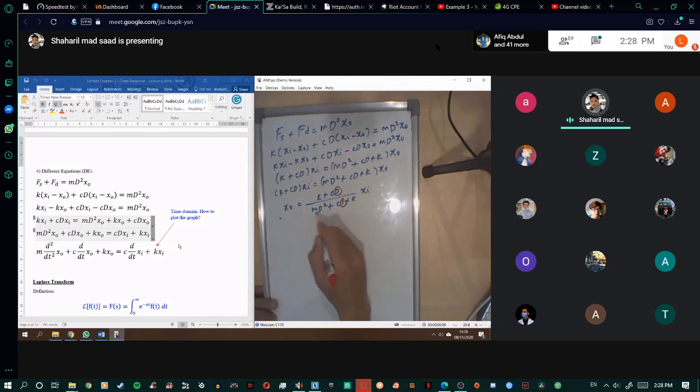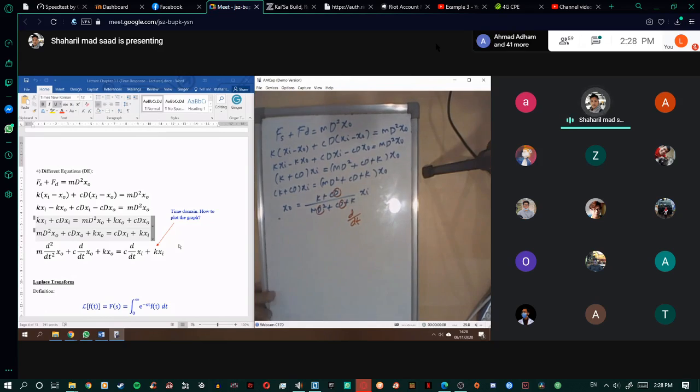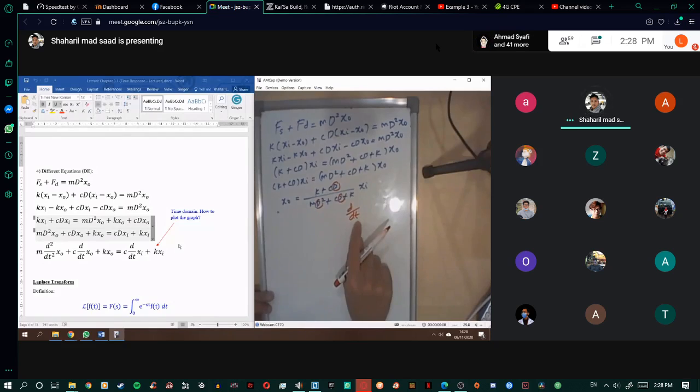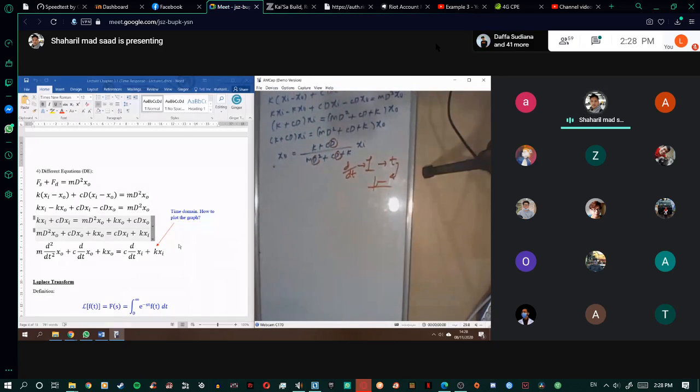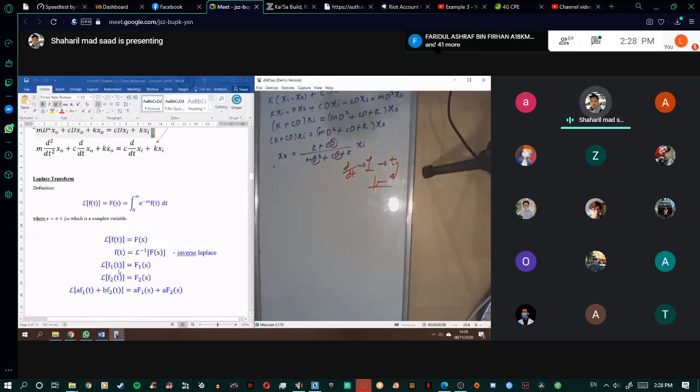All this d means d over dt, so everything is over time. So how do we solve this time one? That means you can use the Laplace transform, and then you will get back the t. This is the Laplace domain, and then you can get the time domain or time response, in order to draw the graph. So this is the concept. Before that, let's learn what the Laplace transform is.